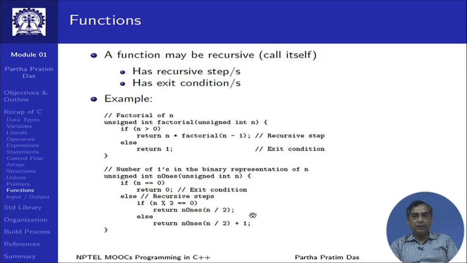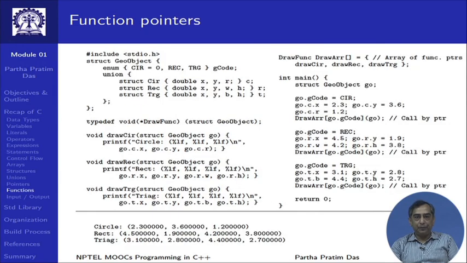Here is another example which is less commonly used. So, I just put it here for illustration. Here, given an unsigned integer n, this recursive function computes the number of ones in the binary representation of n. You just go through this carefully and familiarize yourself with the recursion mechanism.